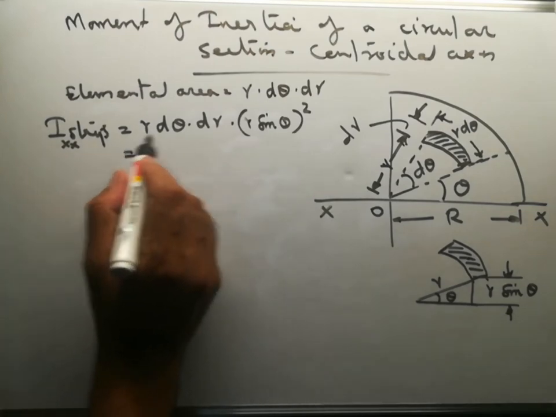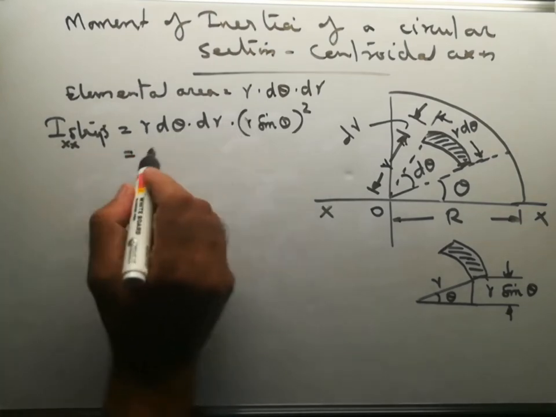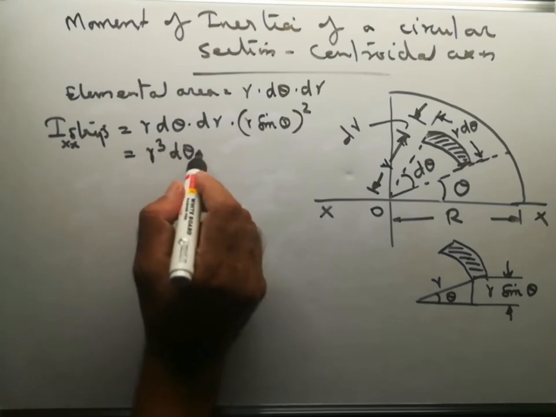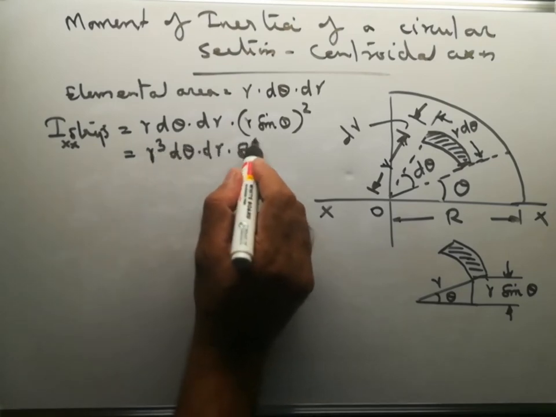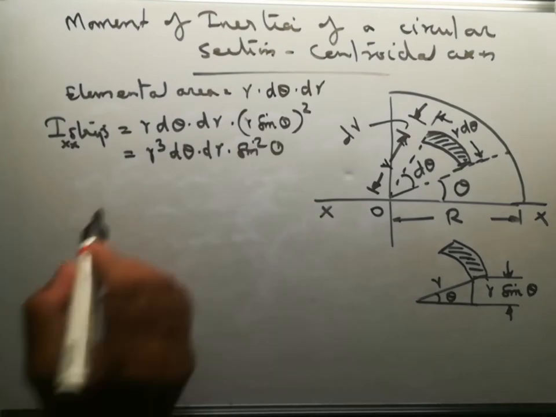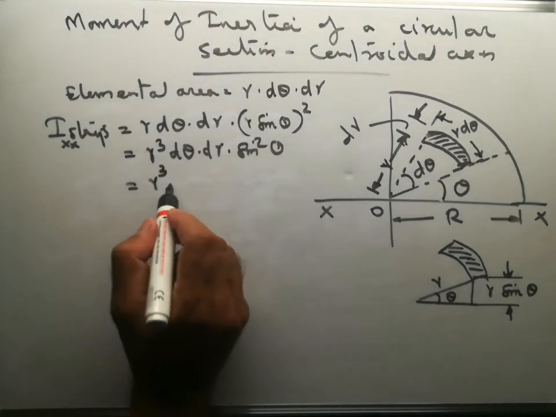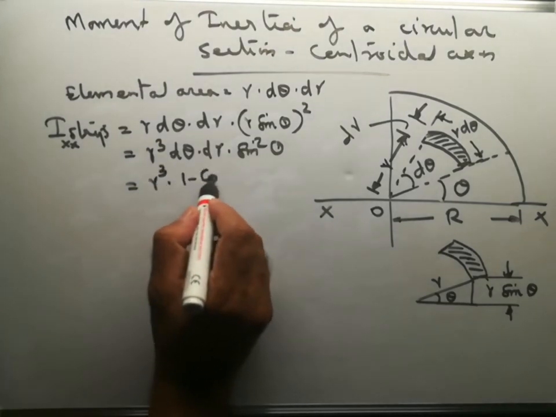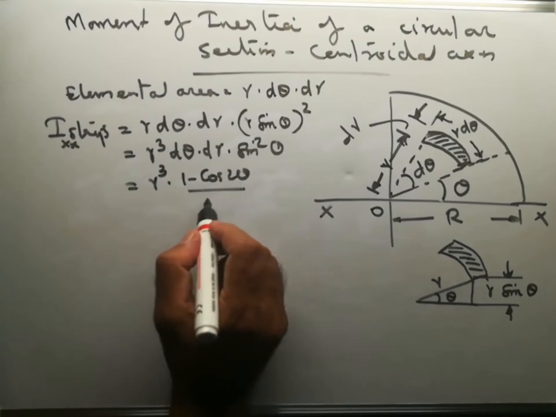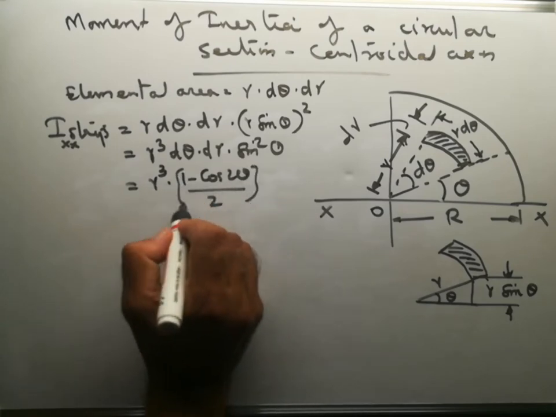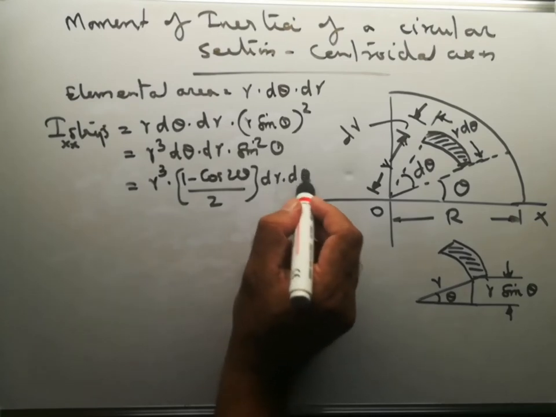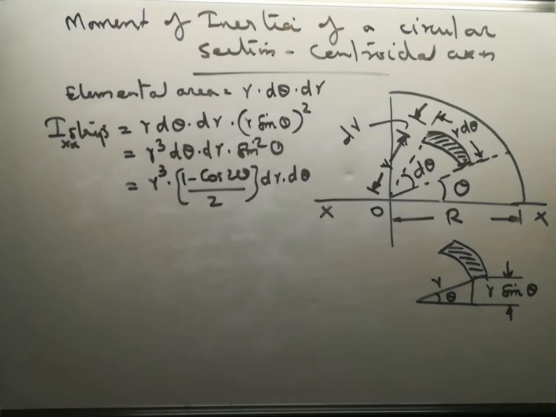So this will be equal to r into r squared, r cubed d theta dr into sin squared theta, and it can be written as r cubed into (1 minus cos 2 theta) by 2 into dr d theta. Sin squared theta can be written as (1 minus cos 2 theta) by 2.